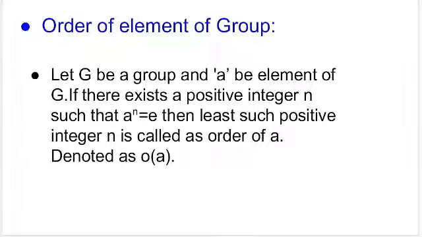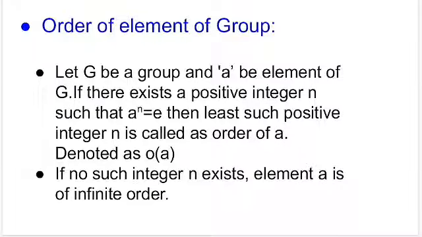Then we saw the order of element of a group. If G is a group and A is an element of G, then there exists a positive integer n such that A raised to n is E. Then the least such positive integer n is called the order of A, and it is denoted by O of A. We saw the example of fourth roots of unity, in which the order of -1 is 2, as 2 is the least power which gives us the identity element 1. And if no such integer n exists, then element A is of infinite order.